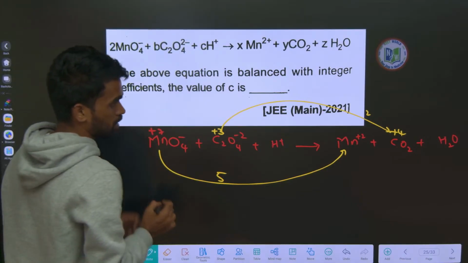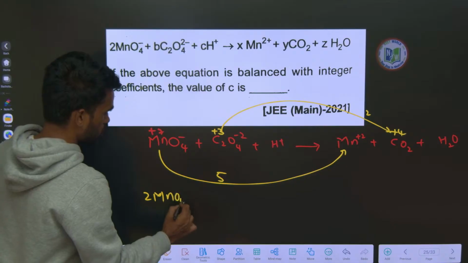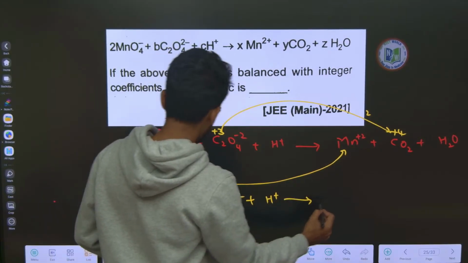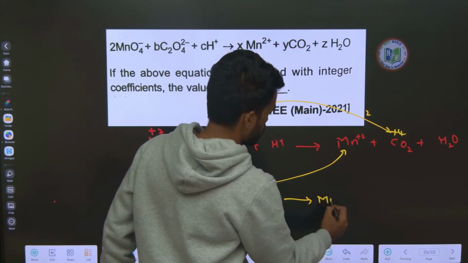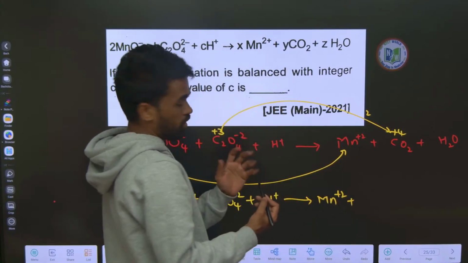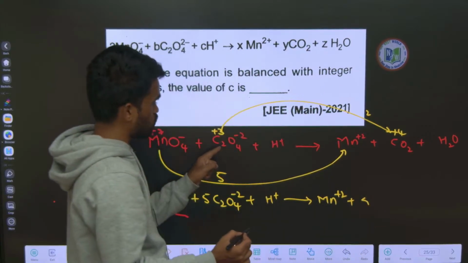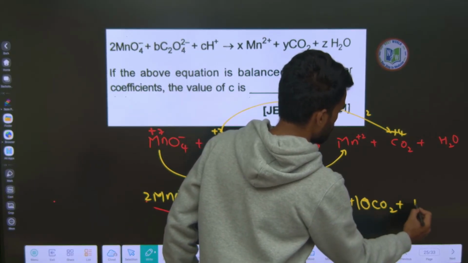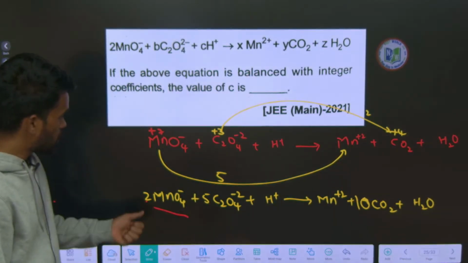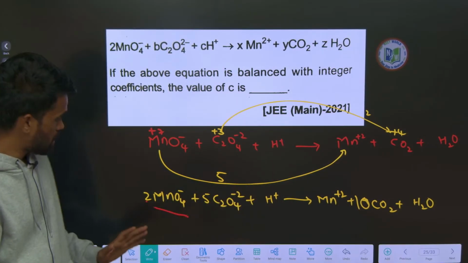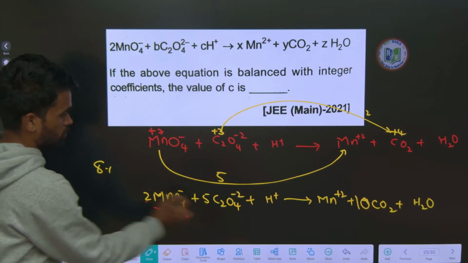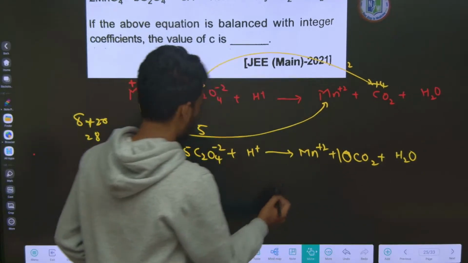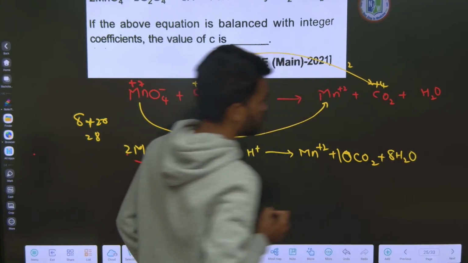To equalize the electrons, 2MnO4 minus, 5C2O4 2 minus, H plus as it is. Manganese is multiplied with 2, so the reduction equation is multiplied with 2 and the oxidation equation with 5. Two carbons are there, multiplying with 5, 10 carbon dioxides I can write, plus H2O. Now manganese is balanced, carbon balanced. Next, oxygens: 8 plus 5 4s are 20, so 28 on this side and 20 on that side. So we can add 8 H2O so that it becomes 28 oxygens.